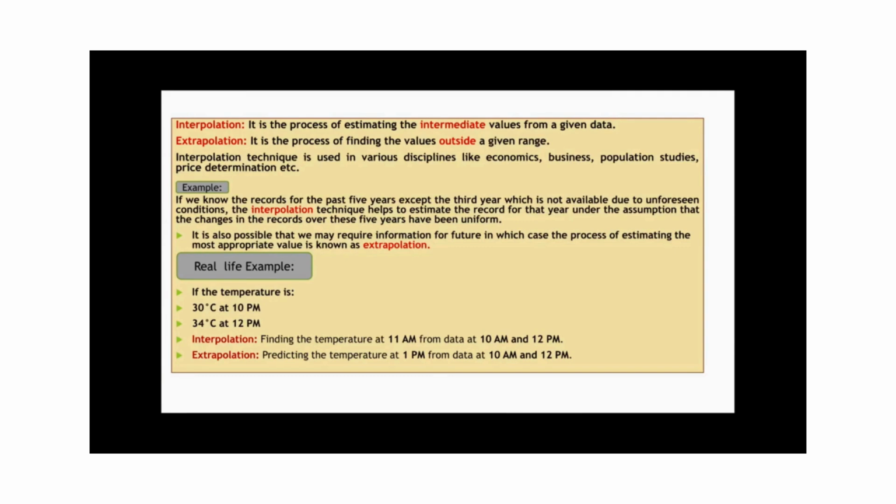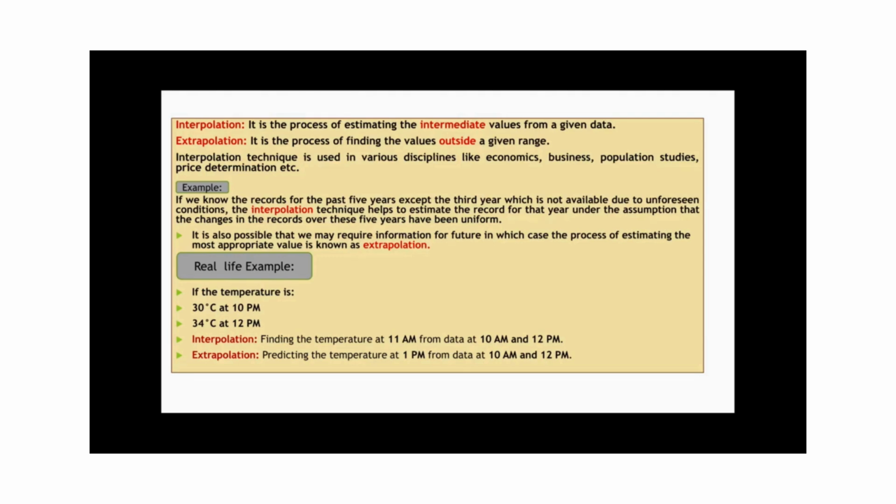Now, let us understand the meaning of interpolation and extrapolation. Interpolation means finding an unknown value between two known values. For example, imagine an engineer measures the temperature of a machine. At 10 a.m., the temperature is 30 degrees Celsius and at 12 p.m. it is 34 degrees Celsius. If you want to find the temperature at 11 a.m., we use interpolation because 11 a.m. is between 10 a.m. and 12 p.m.